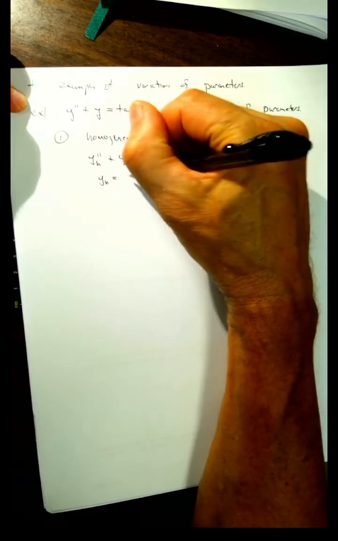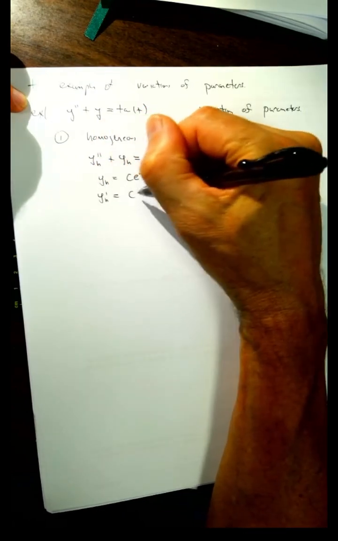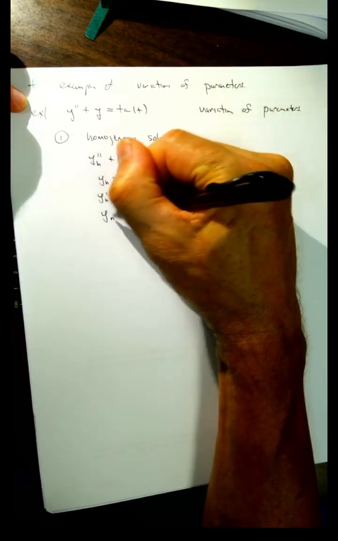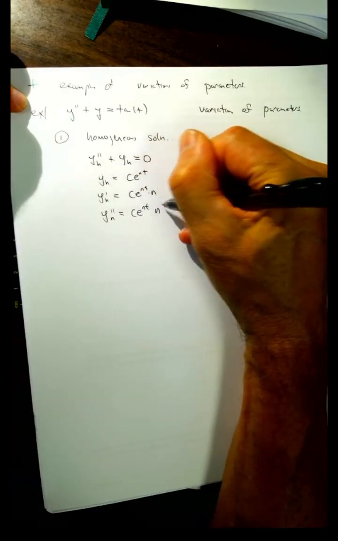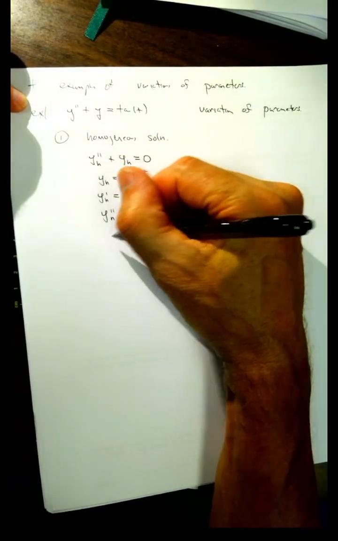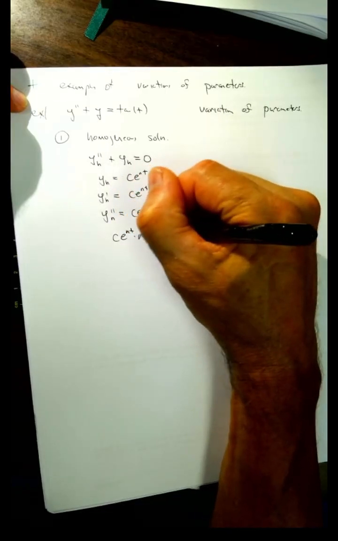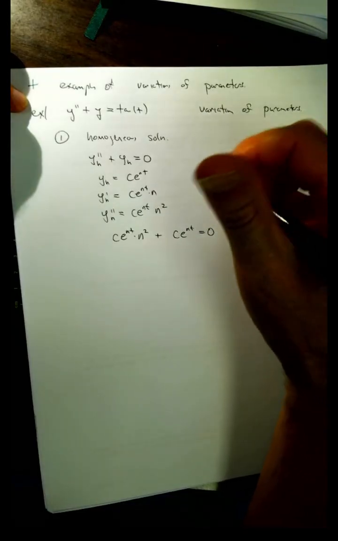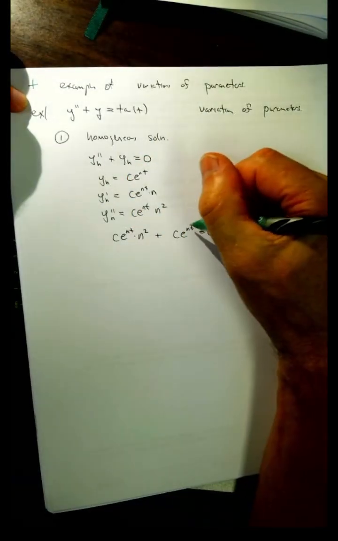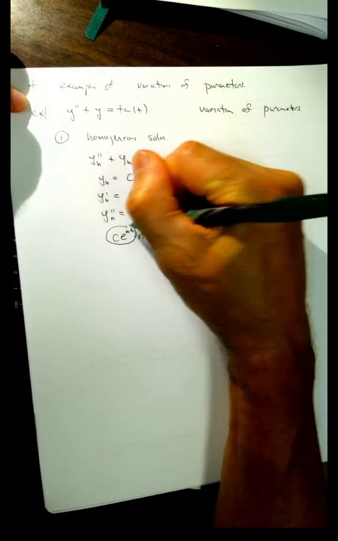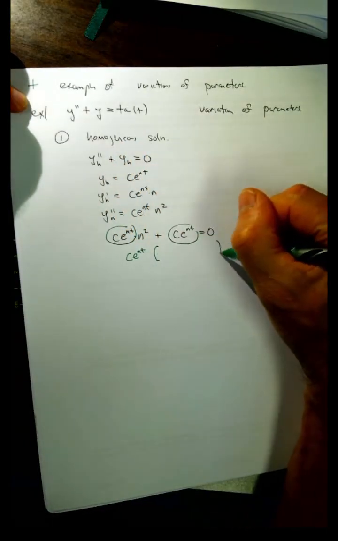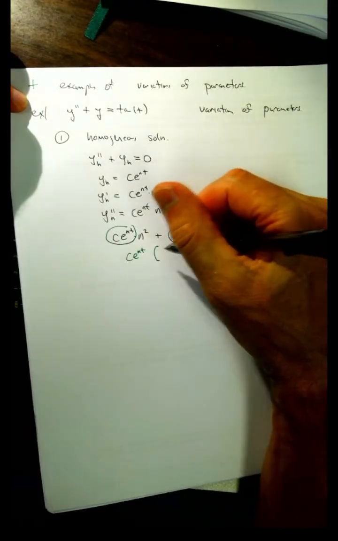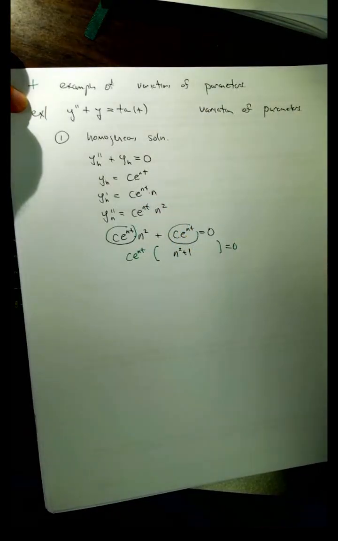Again, it's constant coefficient, it's linear, so I'm going to assume an exponential function. I'm going to take derivatives, and I'm going to plug those derivatives into my homogeneous equation. So the second derivative is c e to the nt times n squared. The function is c e to the nt, and that has to equal 0. And my solution can be factored out, which leaves me with c e to the nt times n squared plus 1 equals 0.